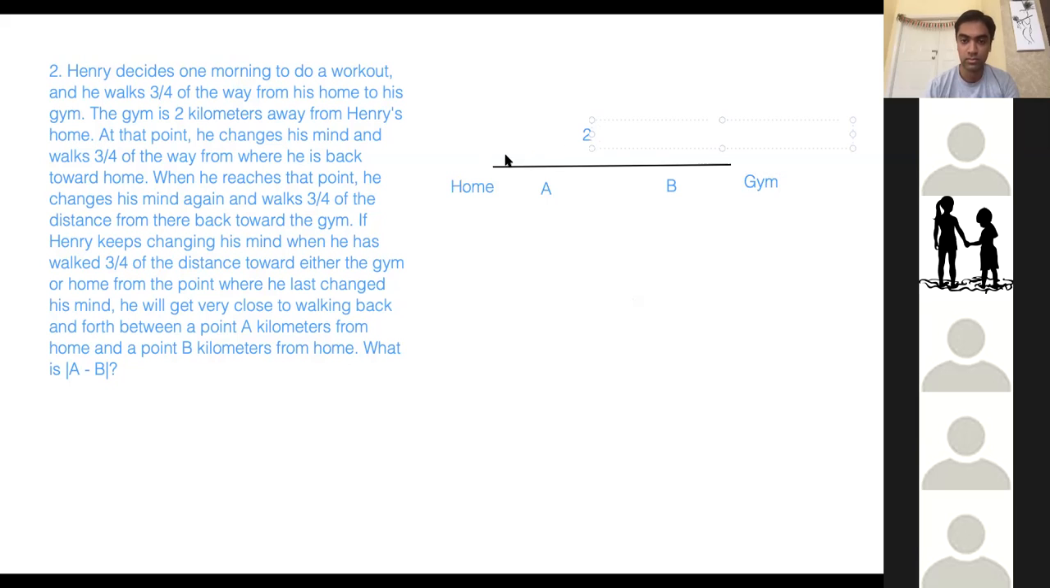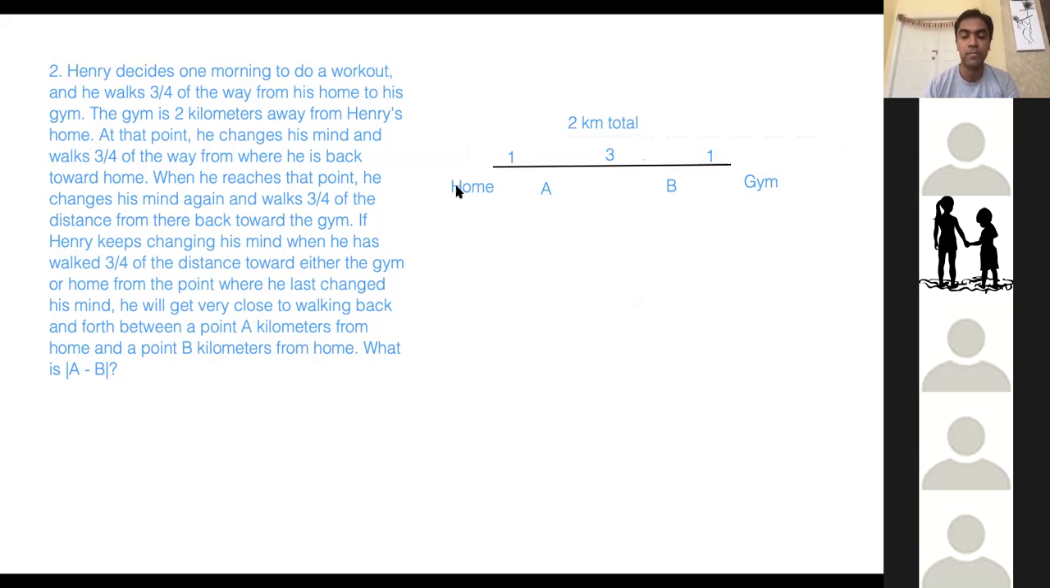And then all we do is we find that A is 1/5 of the way, since that's 1, and B is 4/5 of the way, because we do 3 plus 1 over 5. So once you multiply that by 2, since they said it's 2 kilometers, you get that A is 2/5 and B is 8/5. You subtract that, and you get 6/5 as the total answer.